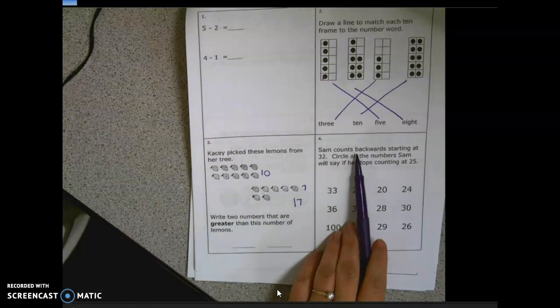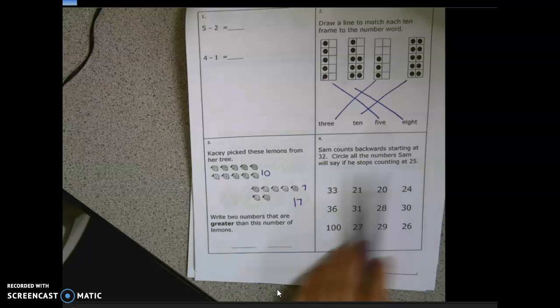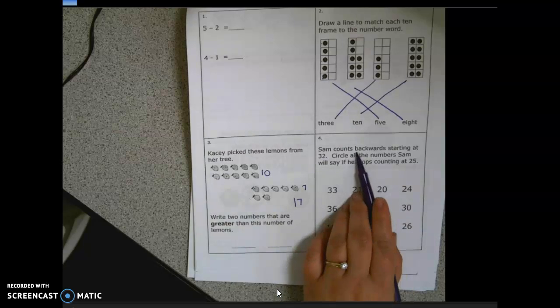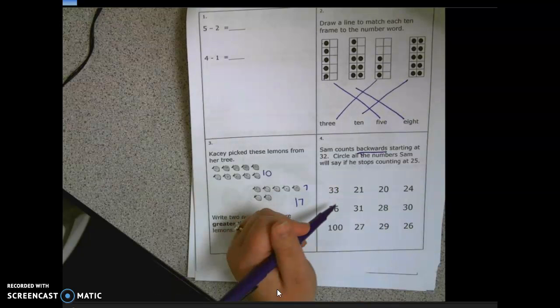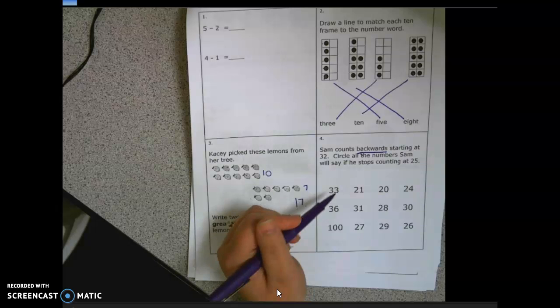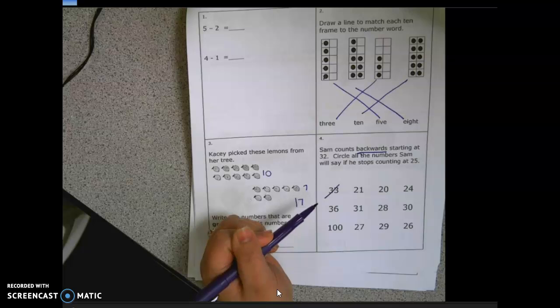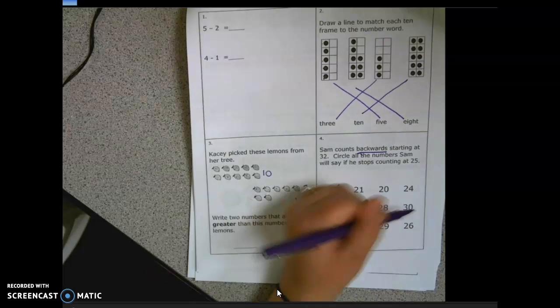Sam counts backwards, starting at 32. Circle all the numbers Sam will say if he stops counting at 25. Okay, so we're going to start at 32, and we're going to notice it's saying backwards. That means our numbers are going to be getting smaller. So we're going to start with 32. And I know 33 is greater than 32. So I want to look for 31. Okay, here's 31. Then I'm going to look for 30.